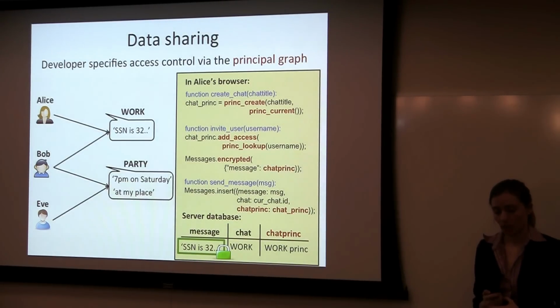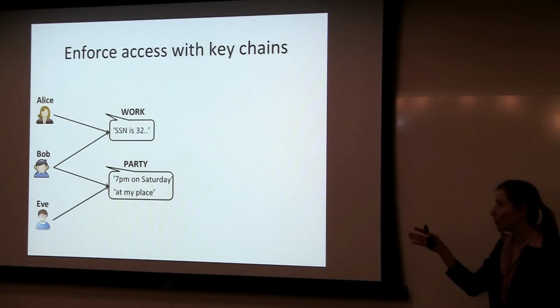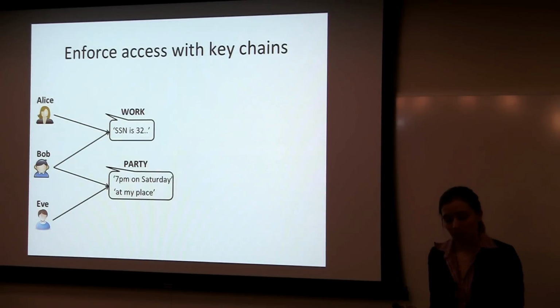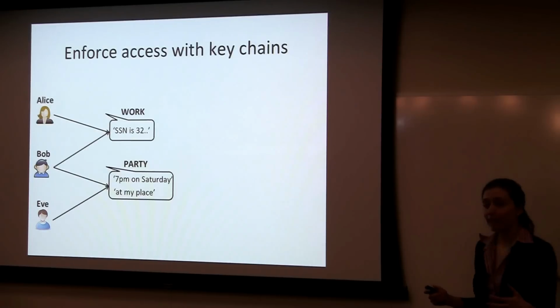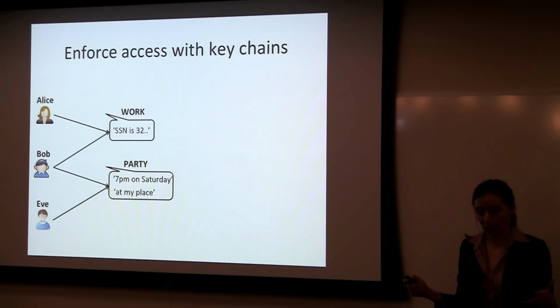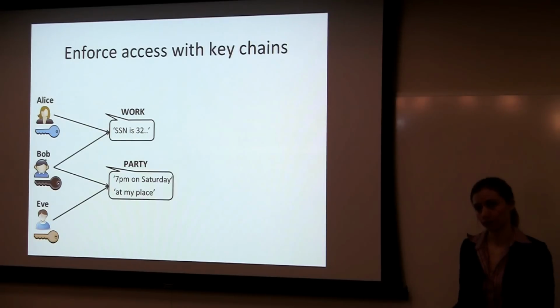Okay. So now that we have the access graph specified, how do we enforce it cryptographically? And this is through chains of keys. So here's what I mean by it. Each user, each principal, has a key. The users have a key that gets created when they create an account.